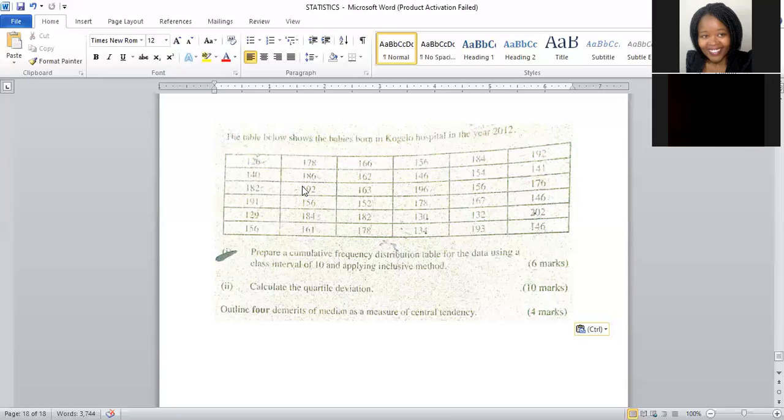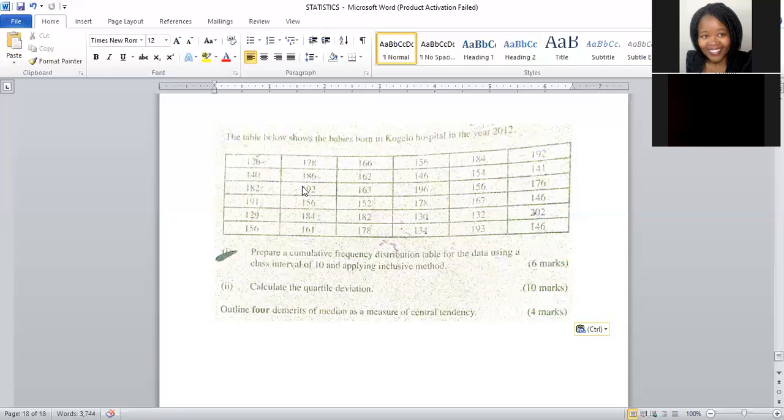So for 126 to 135, if you want to find the class interval, you're supposed to use the limits, such that you use 135.5 minus 125.5. That difference will give you 10 as a class interval. First understand that. Then after you come up with your classes, you come up with the tally, you come up with the frequency. Then you need now to add another column.